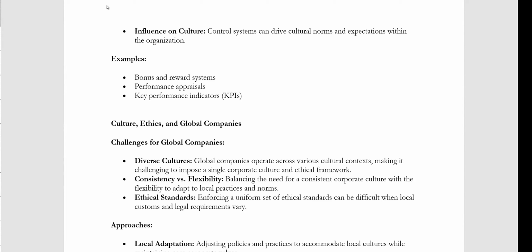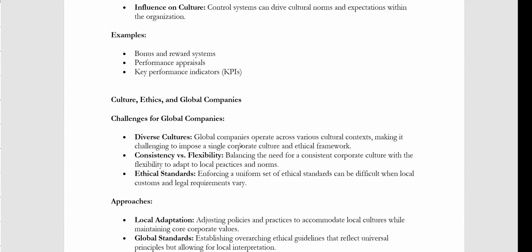As I told you, all these things have an influence in the paradigm. The paradigm is what we consider most important, right? But when it comes to culture, for global companies, there might be some challenges, you know that. So first of all, there might be diverse cultures. So global companies operate.